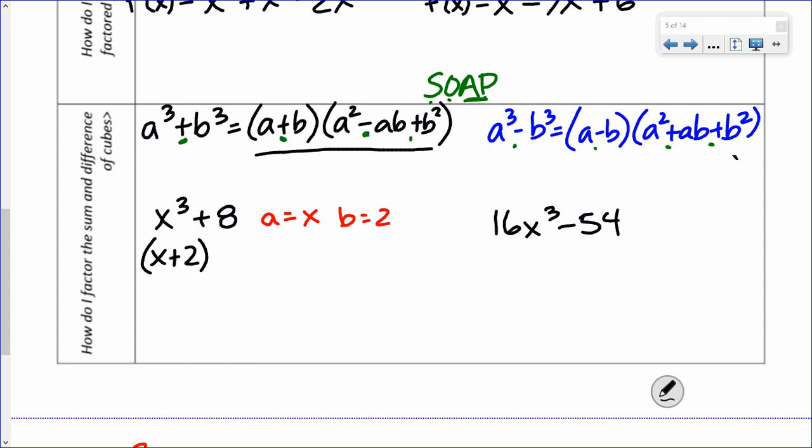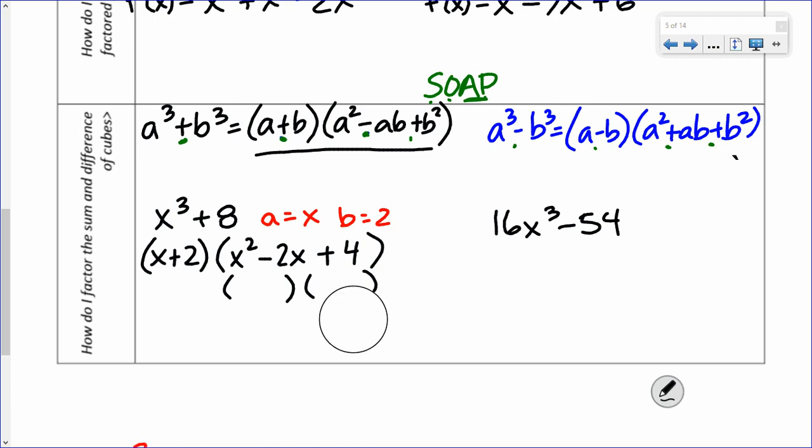Isn't it nice that the first factor at least is what you thought it was going to be, x plus 2. And then the second factor is a squared, so I need to do x squared minus a times b, so minus 2x. And then the last one will be plus 4, because I need b squared as my last term. Now, the other thing is people want to keep going factoring this. And I understand why. You should always try to factor it. This is not factorable. There's no factors of 4 that add up to negative 2. So I can't factor that any further.